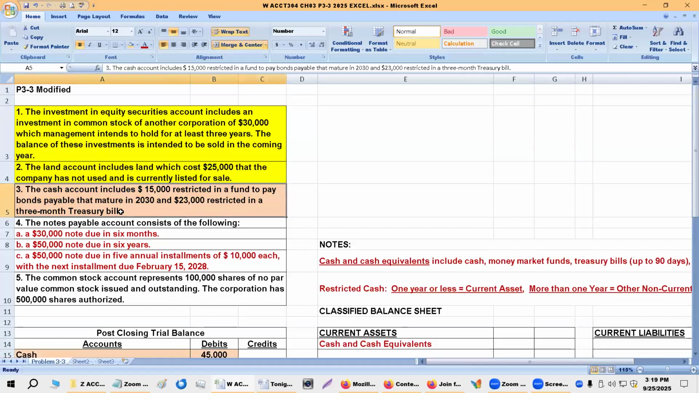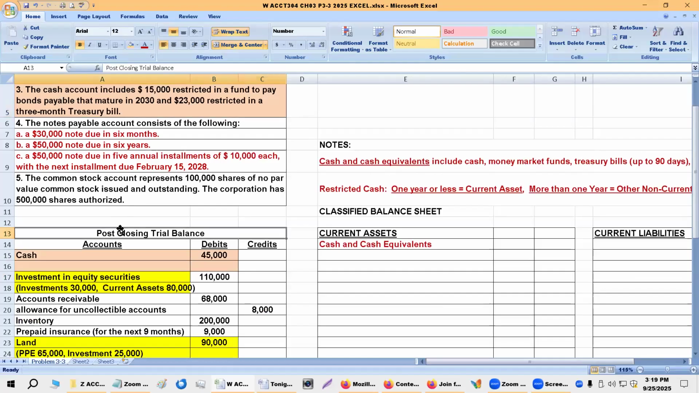Cash account includes 15,000 restricted, paid for bonds payable that mature in 2030, excuse me. I think this is the post-closing balance. I didn't put a date on here. Let's put a date on here: 12/31/2027. So 2030 is going to be long term. Okay, so let's see here.